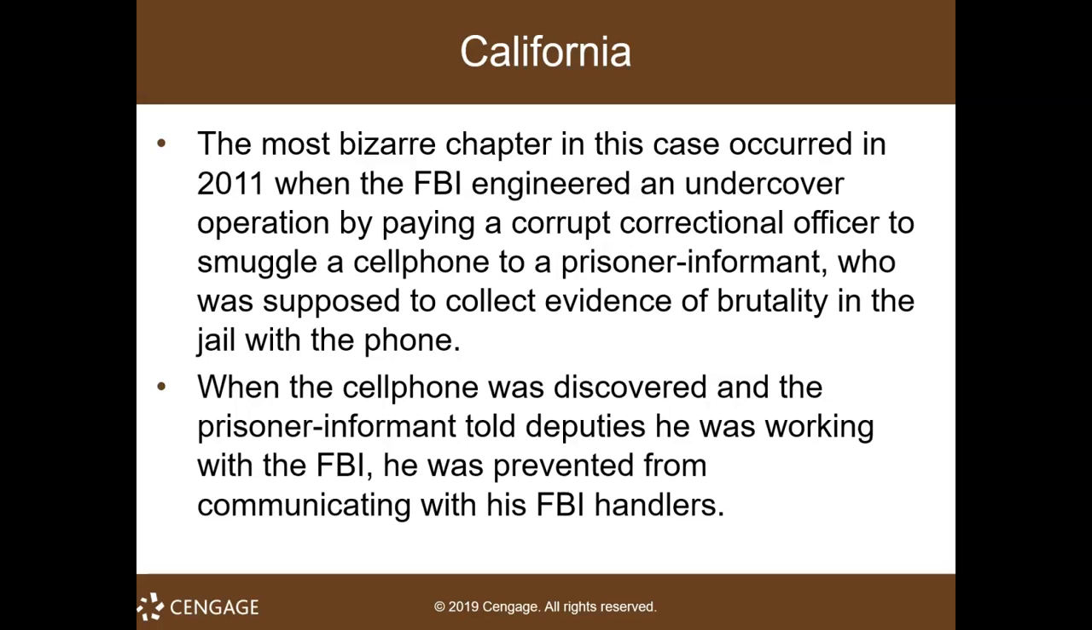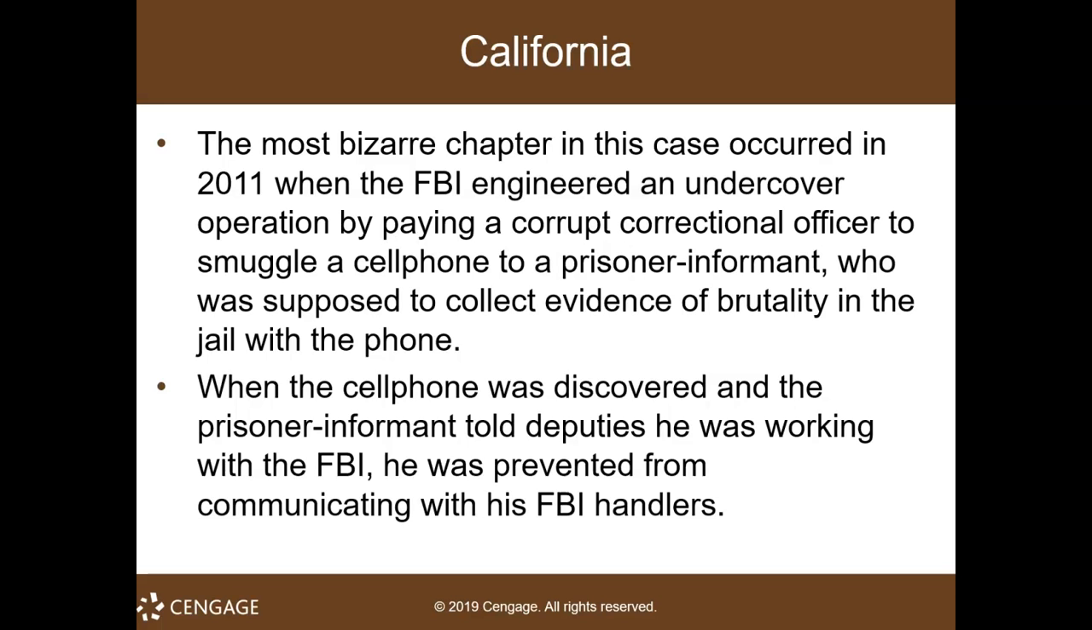Now, the most bizarre chapter in this whole case occurred in 2011 when the FBI engineered an undercover operation by paying a corrupt correctional officer to smuggle a cell phone to a prisoner informant who was supposed to collect evidence of brutality in the jail with that phone.